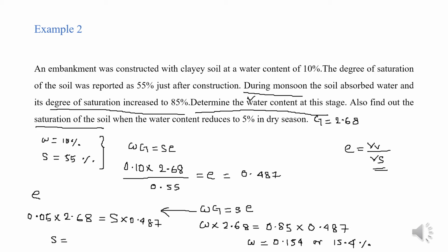0.275, or we can write it as 27.5%. We also express saturation of the soil in percentage. So I have got my two answers. The water content of the sample is 15.4%. After it the saturation increased to 85%, and finally in the dry season the saturation of the sample is 27.5%. So these are my two answers.